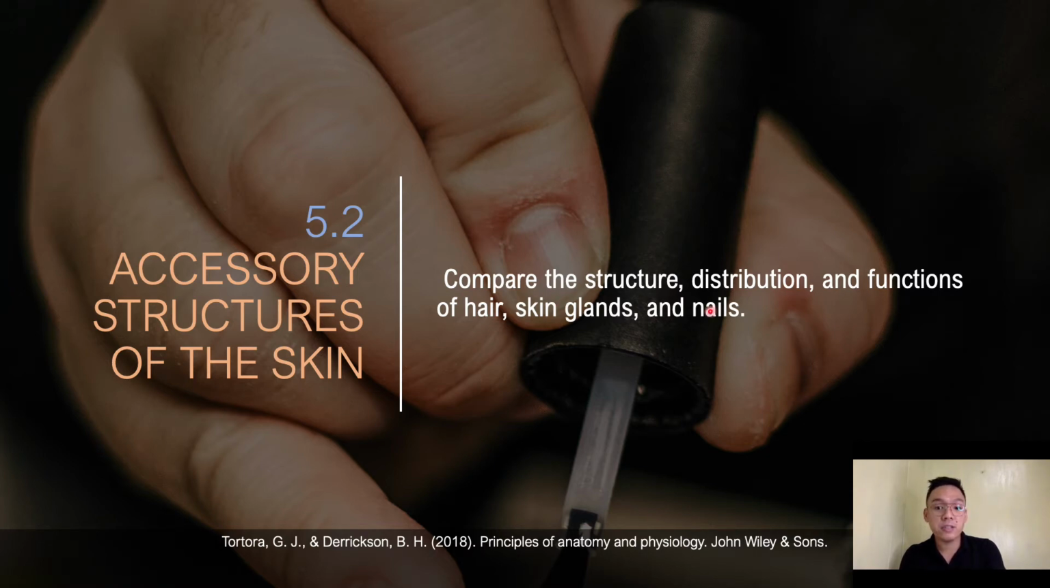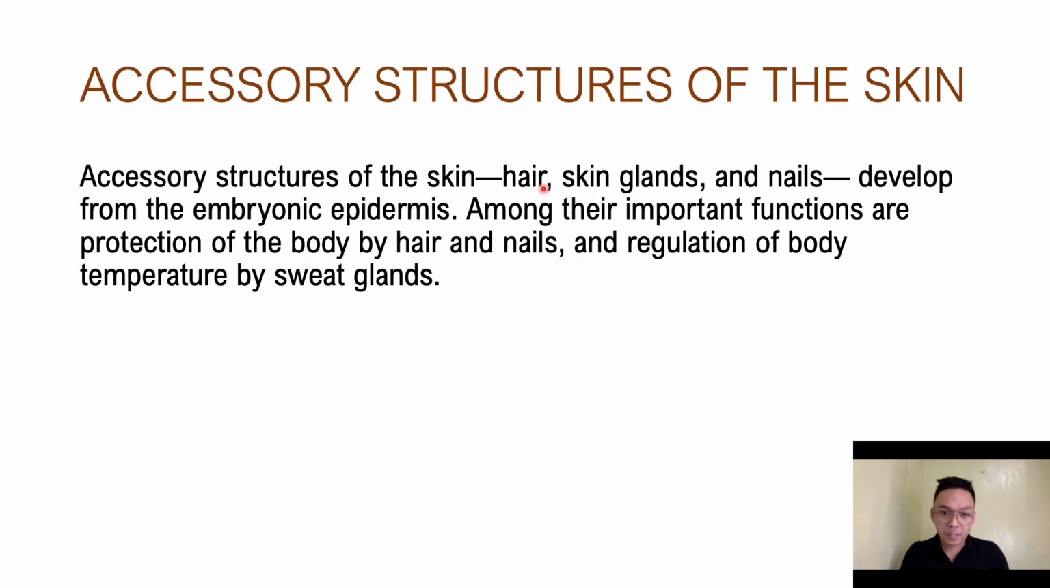On the next part, we will be learning about the accessory structures of your skin. Compare the structure, the distribution, and functions of hair, skin glands, and nails. The accessory structures, such as the hair, skin glands, and nails, develop from the embryonic epidermis, and among their most important functions are the protection of your body by hair and nails, and sometimes regulation of body temperature by the sweat glands.